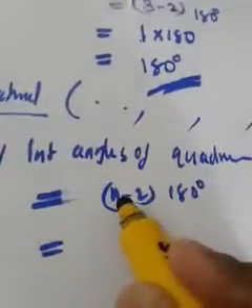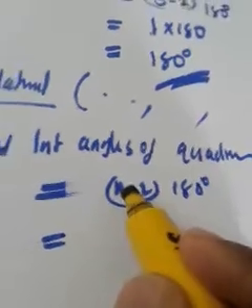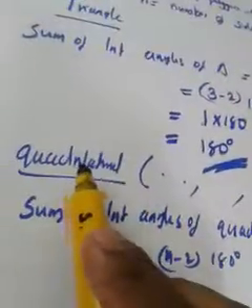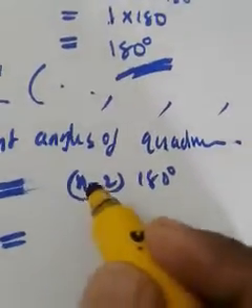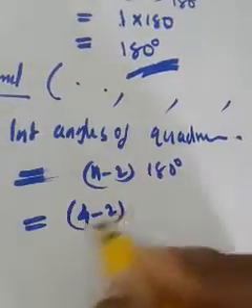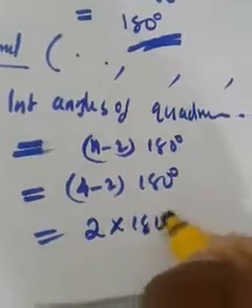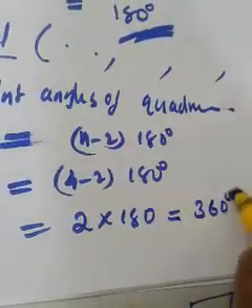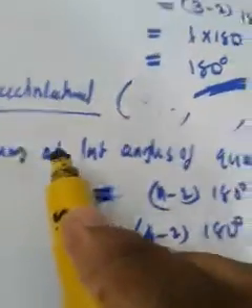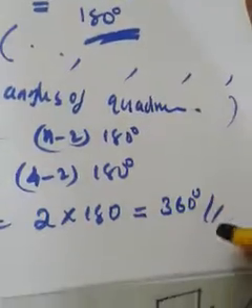But here what is n? N is nothing but the number of sides. So here, the number of sides of a quadrilateral. How many sides are there in a quadrilateral? 4. So it becomes 4 minus 2 into 180 degrees. What is 4 minus 2? 2. So 2 into 180. What is 2 into 180? 360. So we understood that the sum of interior angles of a quadrilateral is 360 degrees.